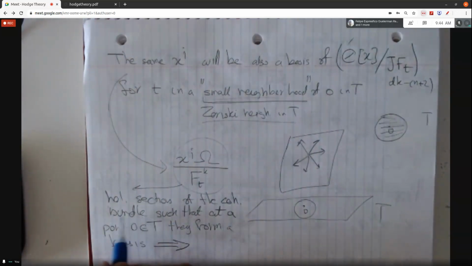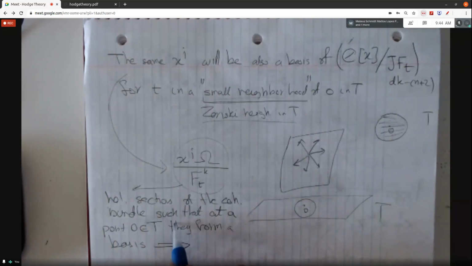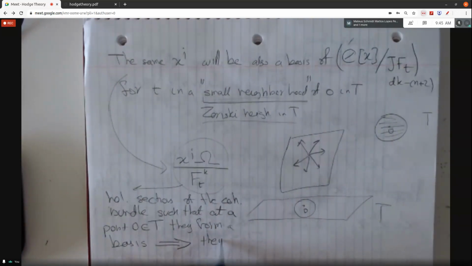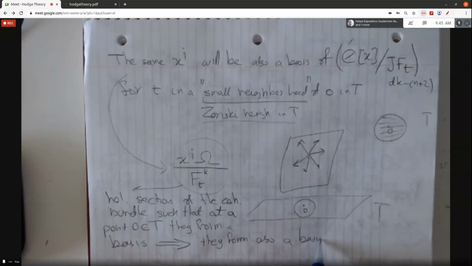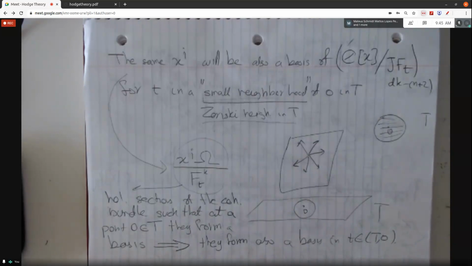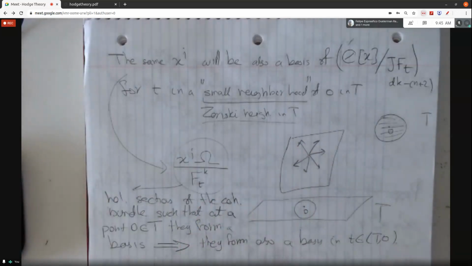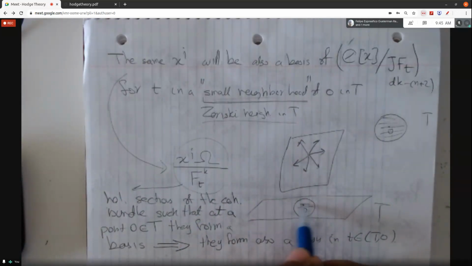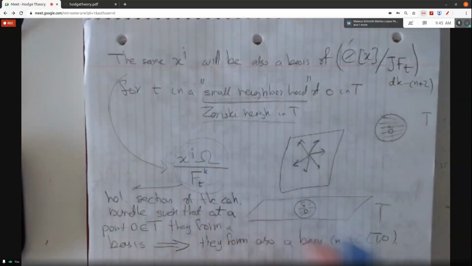And if you have sections of a holomorphic bundle such that at a point they form a basis, they also form a basis in a neighborhood of 0. This is a basic fact in holomorphic vector bundles, or even in C infinity: if sections of a vector bundle form a basis at one point, then in a neighborhood of that point they also form a basis. So we take our cohomology bundle and our sections of it.